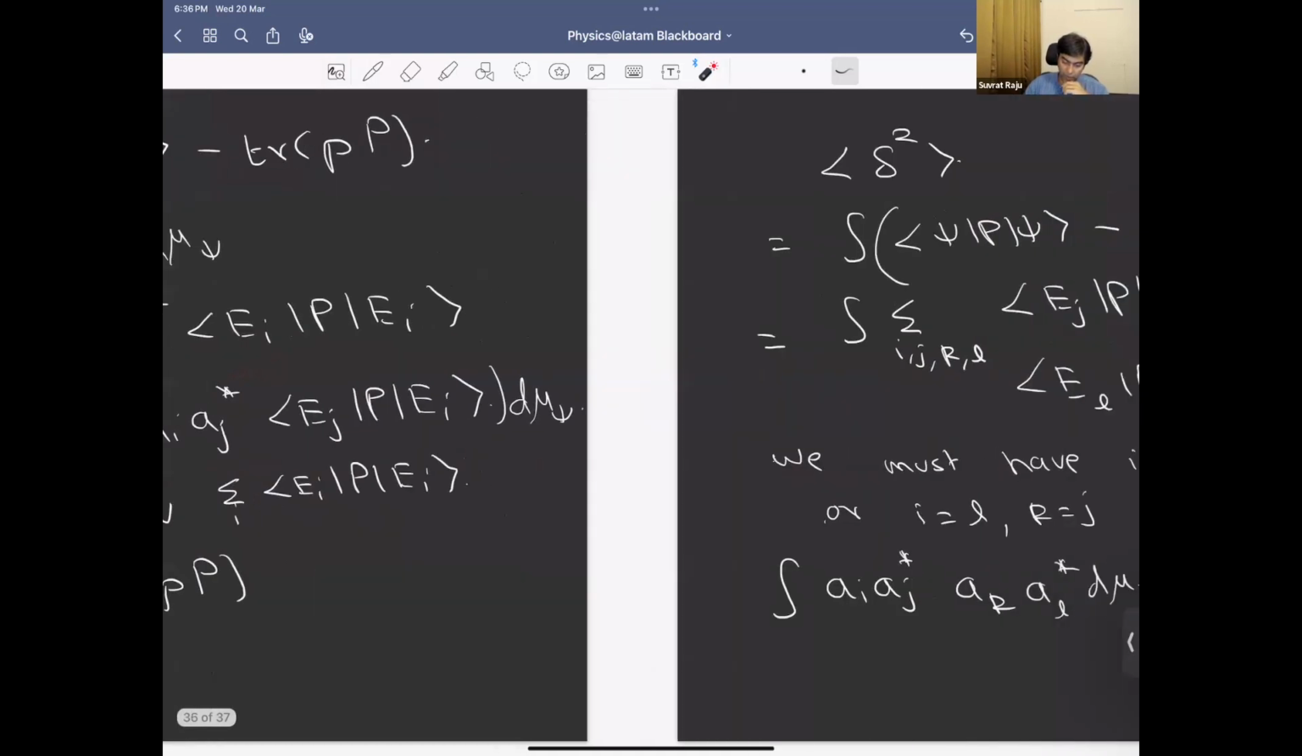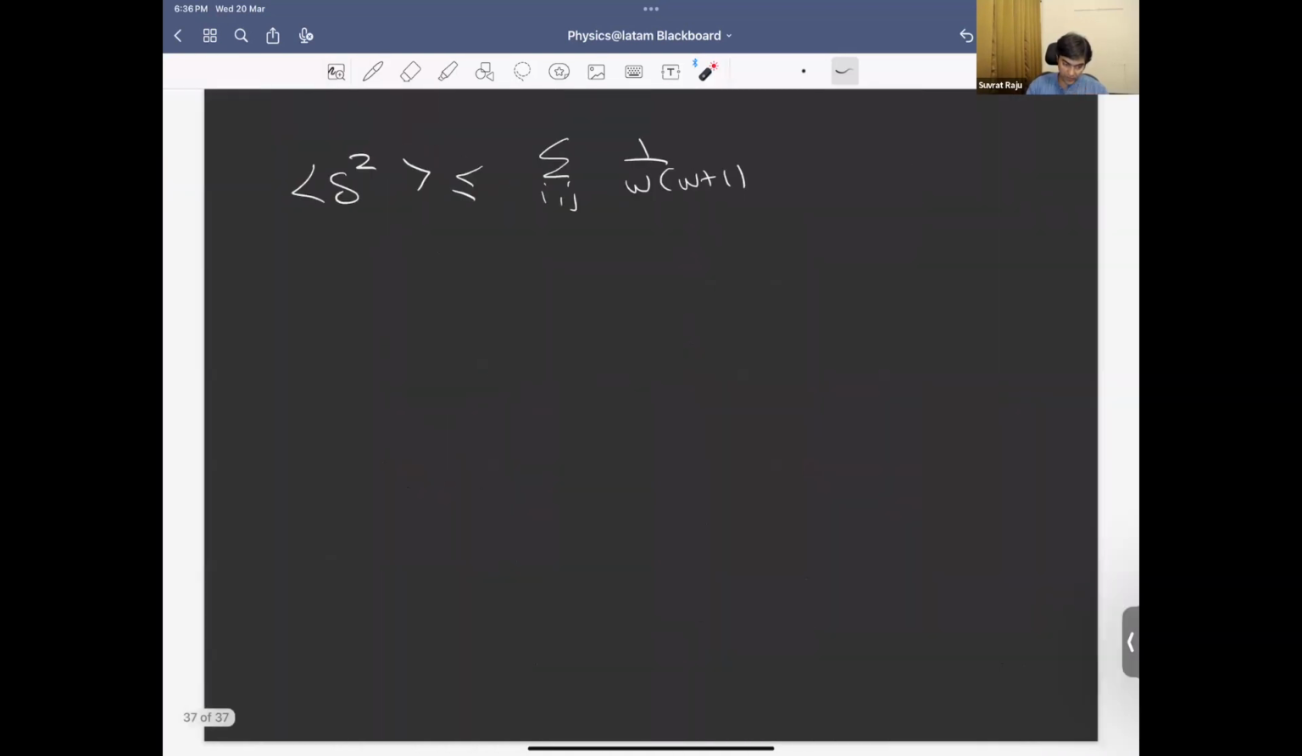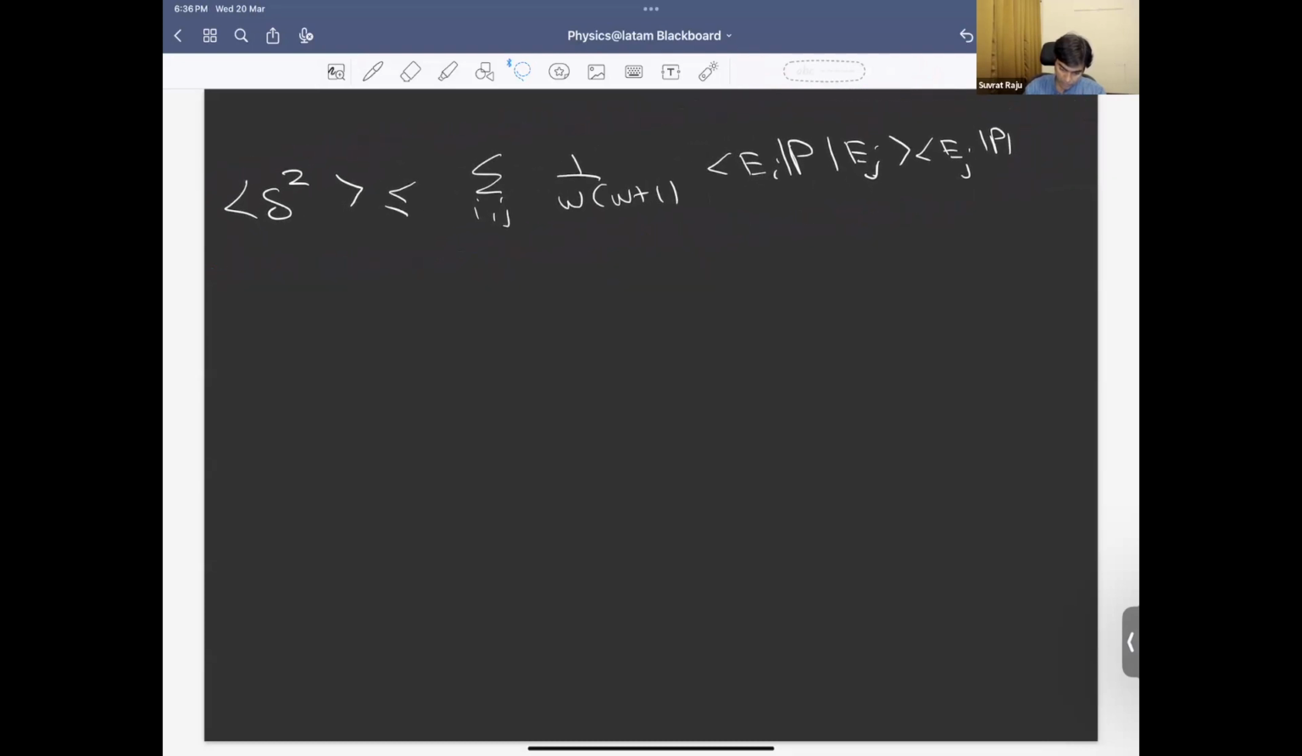Okay, excellent. So with some algebra, you can check that it's dominated by this delta IL, delta KJ term, and that is just given by EI, PEJ, EJ, PEI. That term collapses the sum to the sum of these two variables, and you get this.